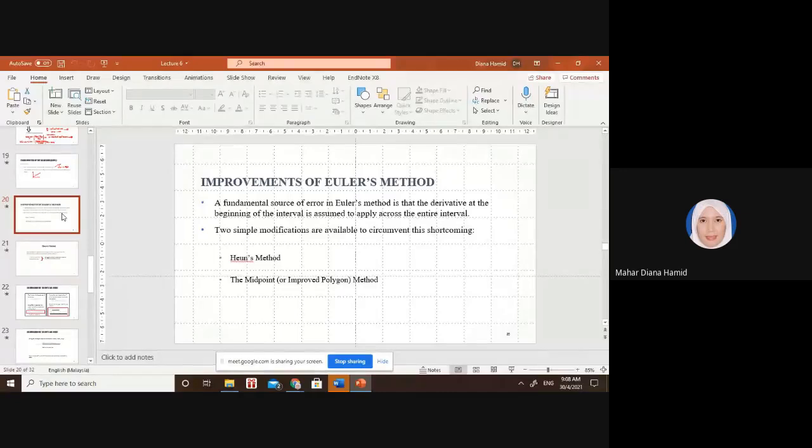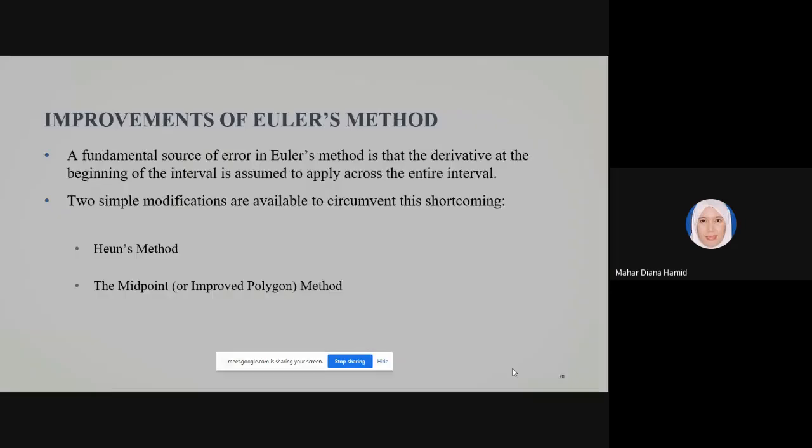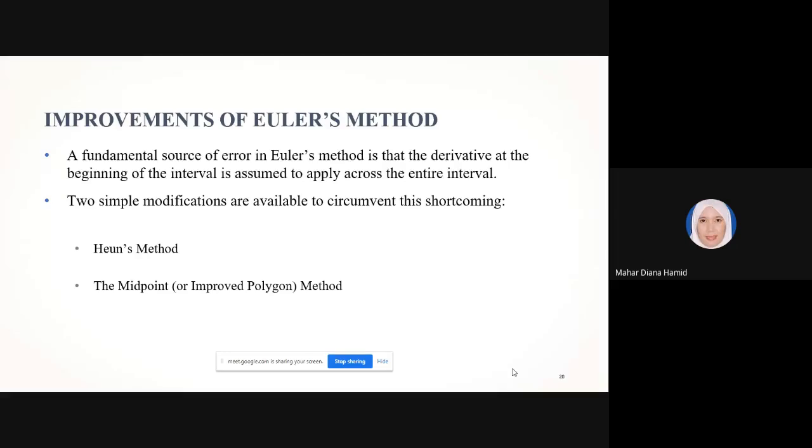Right, it's already recording. So in Euler's method, the derivative at the beginning of the interval is assumed to be valid across the entire interval. So for example, if we have this function and we wanted to find the value at x i plus 1, we wanted to find this y i plus 1.